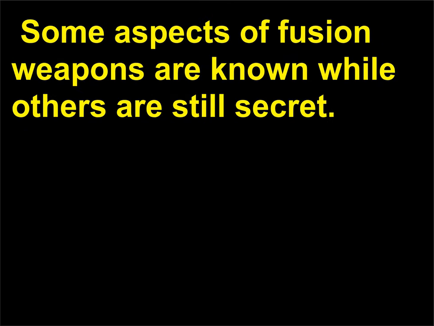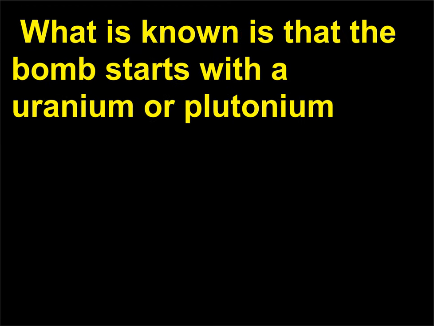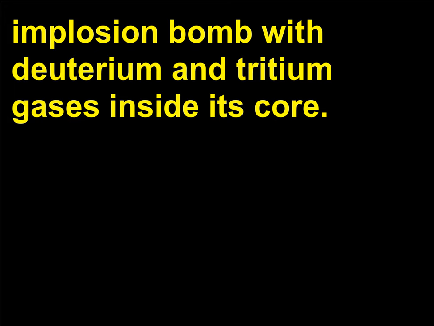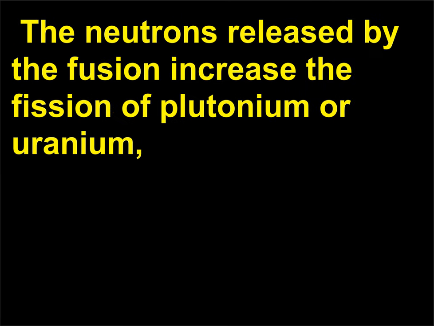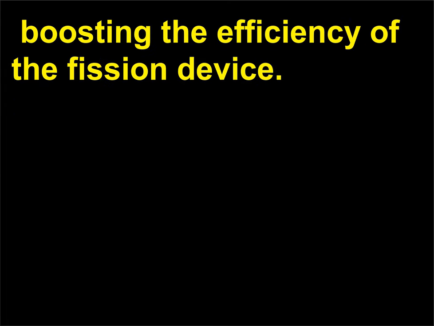Some aspects of fusion weapons are known while others are still secret. What is known is that the bomb starts with a uranium or plutonium implosion bomb with deuterium and tritium gases inside its core. The neutrons released by the fusion increase the fission of plutonium or uranium, boosting the efficiency of the fission device.